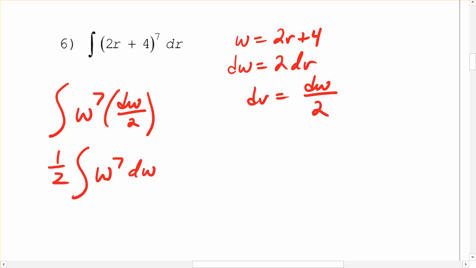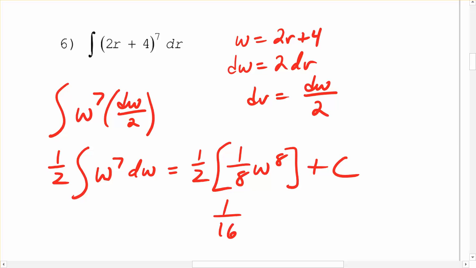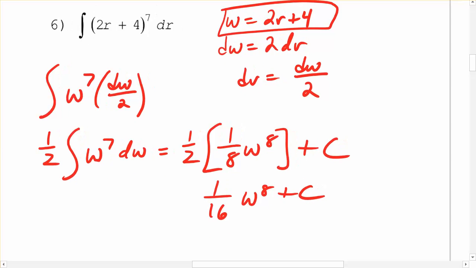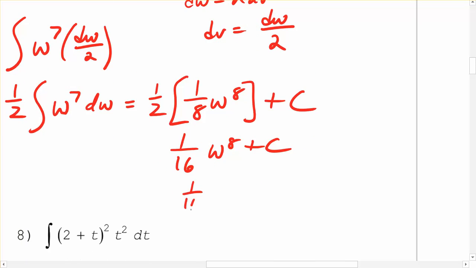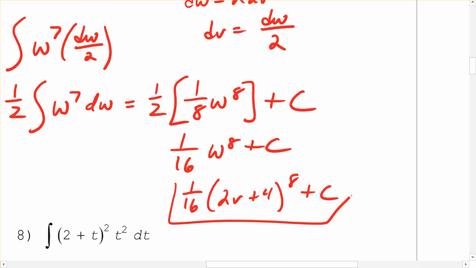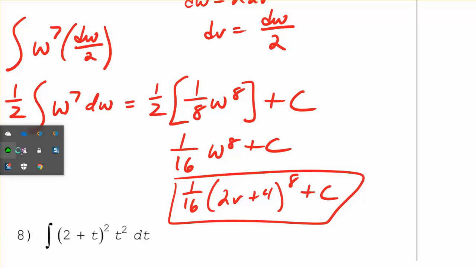Yeah. And is that something you can definitely integrate? Yeah, it's 1/2, and you have to integrate. What is the integral of w to the 7th? 1 over 8 w to the 8th plus c. So that's 1 over 16 w to the 8th plus c. You're not quite done because what does w equal? 2r plus 4. So 1/16th of 2r plus 4 to the 8th, plus c, and then you are done. Your work is done. So don't forget the end phase stuff.